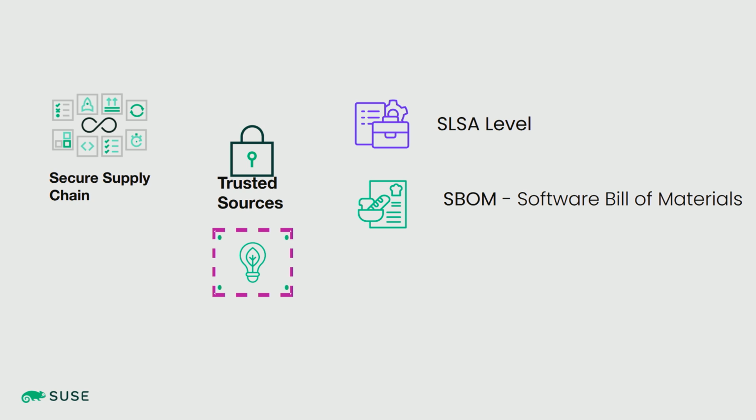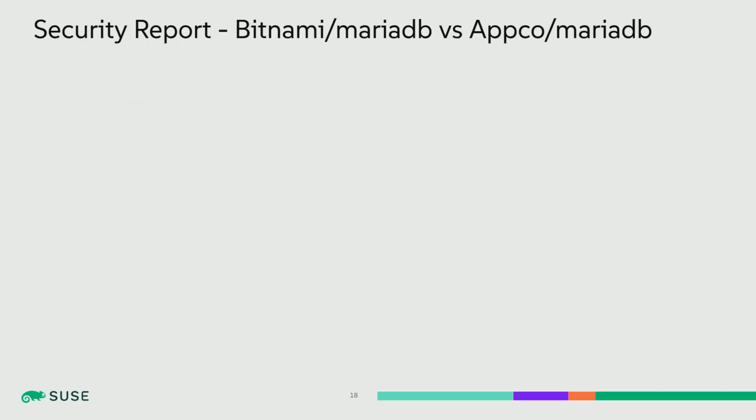So: trusted sources, full software BOM, SLSA level 3 certification for all the images, and signed and trusted artifacts. This is what you get from app collection. So I did a comparison of MariaDB, which is a very widely used database in the container world. And this is a comparison of MariaDB coming from Bitnami and from application collection.